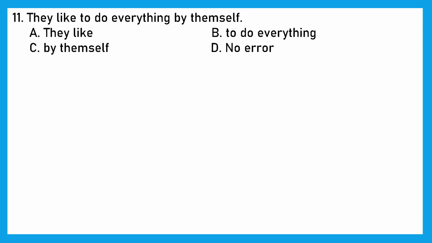Question 11. They like to do everything by themselves. Now here the right sentence should be they like to do everything by themselves because it is plural. Them is plural. So the wrong portion over here is option C, that is by themselves.